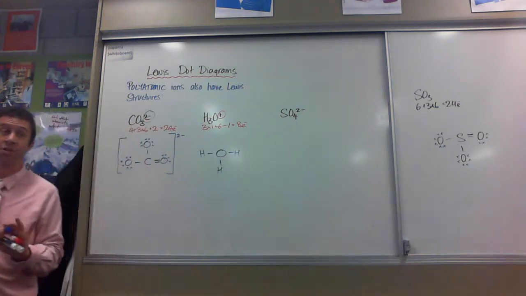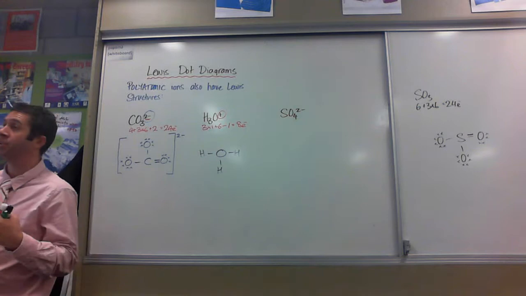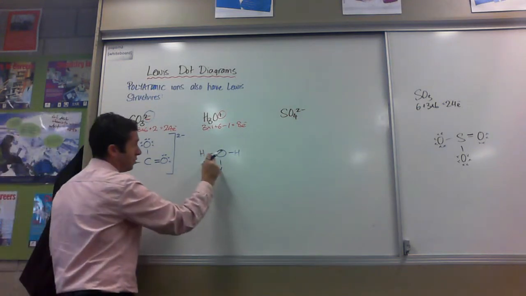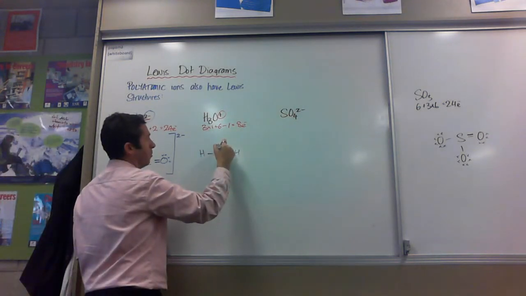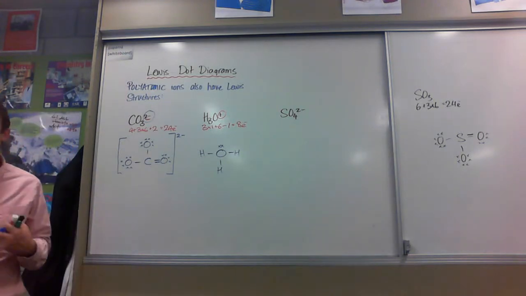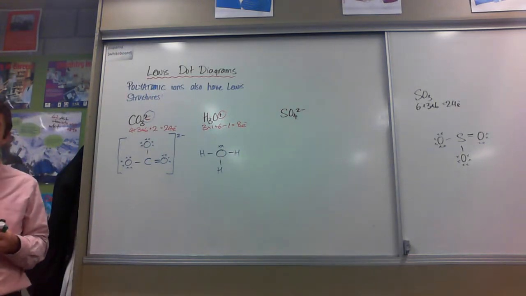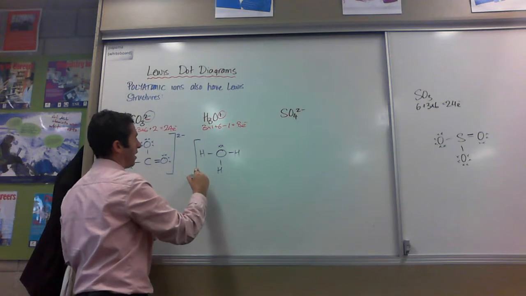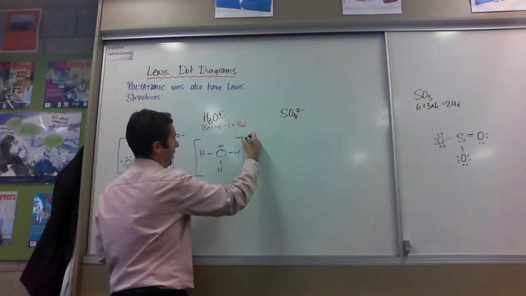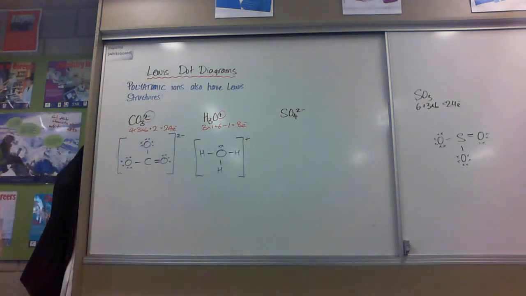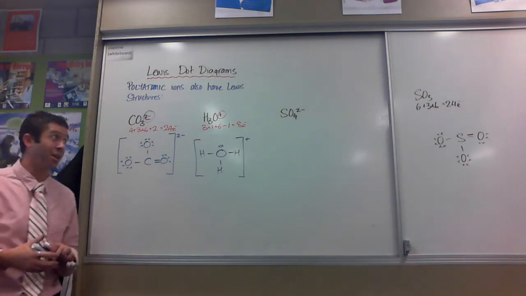Hydrogen doesn't obey the octet rule, so it's complete. So there's only one other place to put any remaining electrons. So 2, 4, 6, I need 8. I'll put them there. Again, I haven't quite finished. That's not correct until I put the square brackets. Excellent, and the charge. Right, this last one, sulfate.